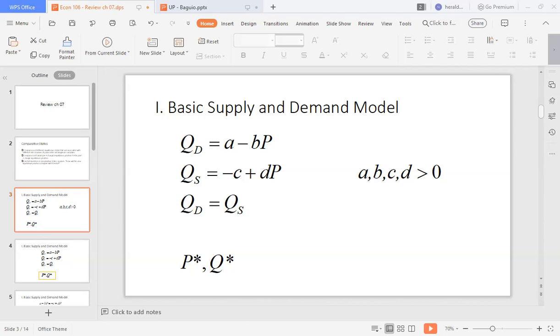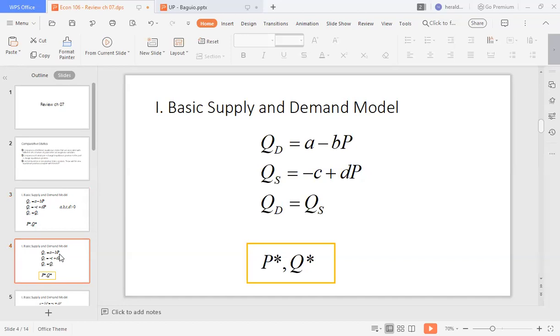That just means that for every 1 unit increase in P, Q rises by D units. Okay, so we also assumed that all the parameters A, B, C, and D are greater than 0, therefore positive. Now we will have to look for again our endogenous variables, which are P star and Q star, and we can do that by equating the supply and demand functions. So we have our equilibrium condition.